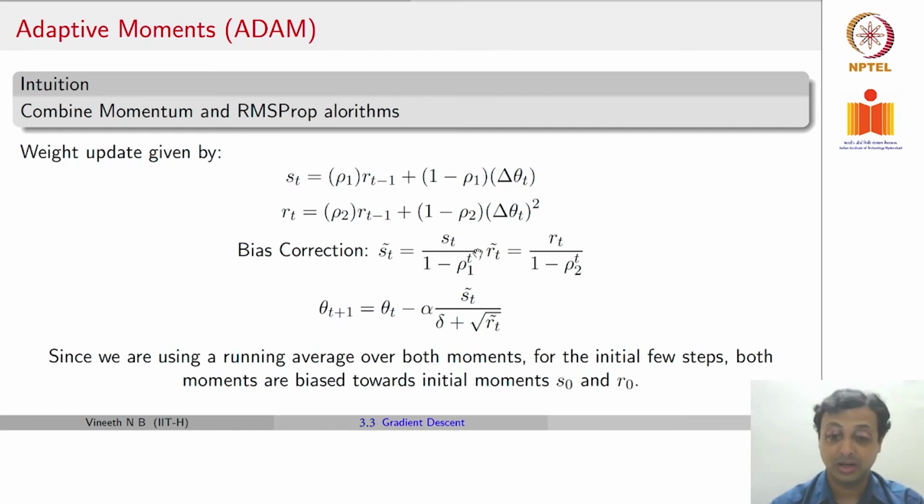power t, it's going to keep reducing. The rho 1 power t will keep reducing to 0, and 1 minus rho 1 power t will get closer to 1 over the iterations, which means after a few iterations, S_t tilde will become S_t, R_t tilde will become R_t. So the step of bias correction was only to handle the initial epochs where the gradient may not have a significant impact.